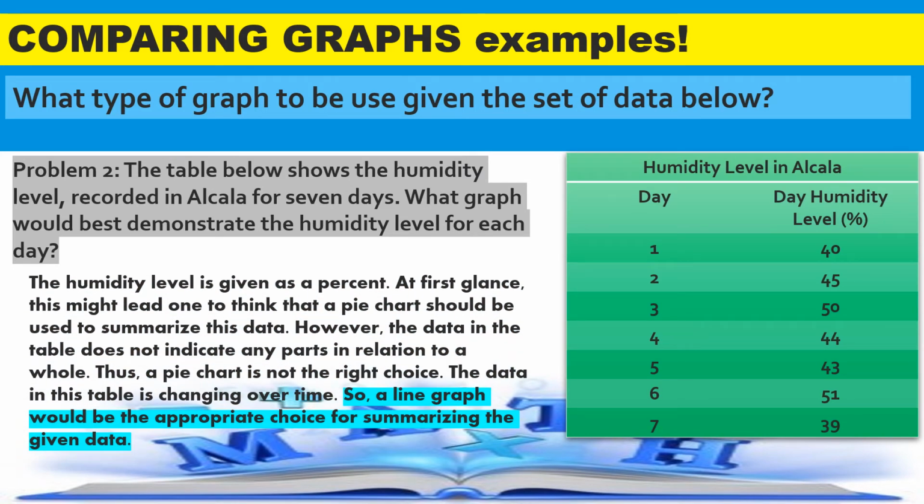So the humidity level is given as a percent. At first glance, this might lead one to think that a pie chart should be used to summarize this data. However, the data in the table does not indicate any parts in relation to a whole. Thus, a pie chart is not the right choice.